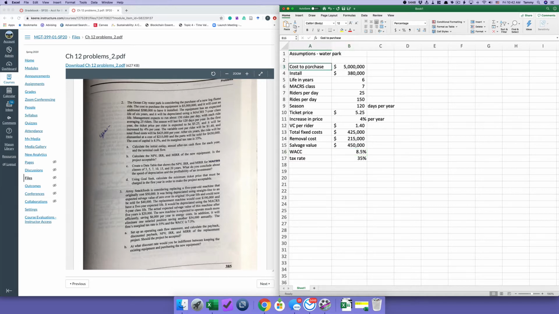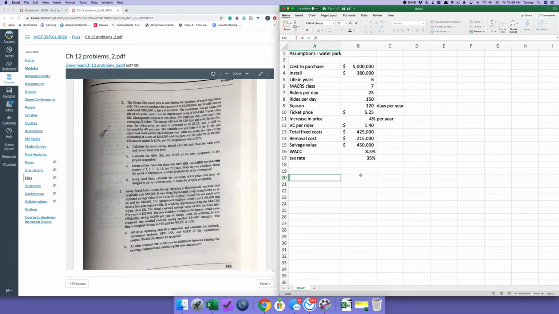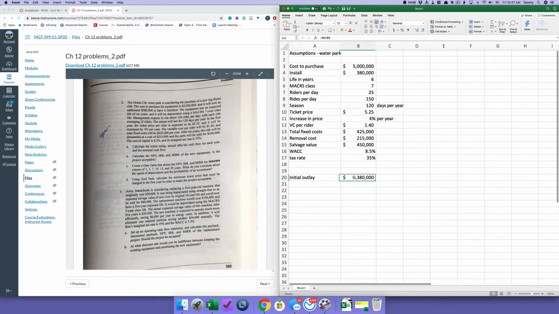So now we've got these assumptions here. Okay, so now what we need to do is set up our cash flows. For the first cash flow, our initial outlay, that is going to be our cost to purchase, which was $5 million plus the install, right? So it's $5,380,000. Okay, and that's going to be a negative. So let's go ahead and set it up as a negative now.